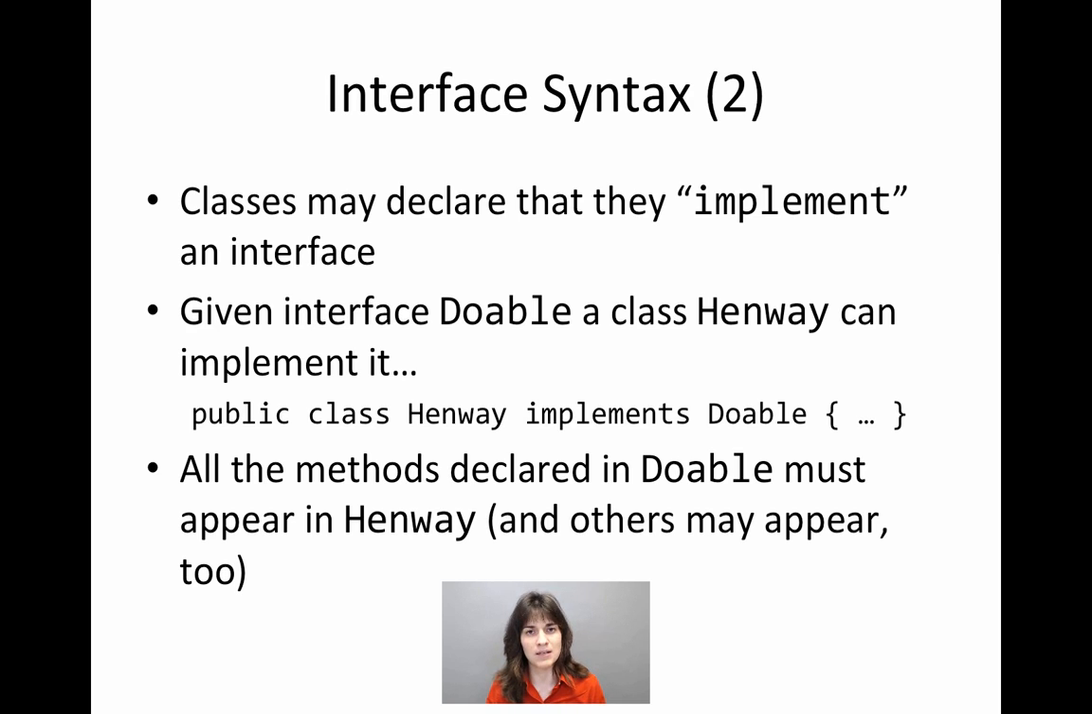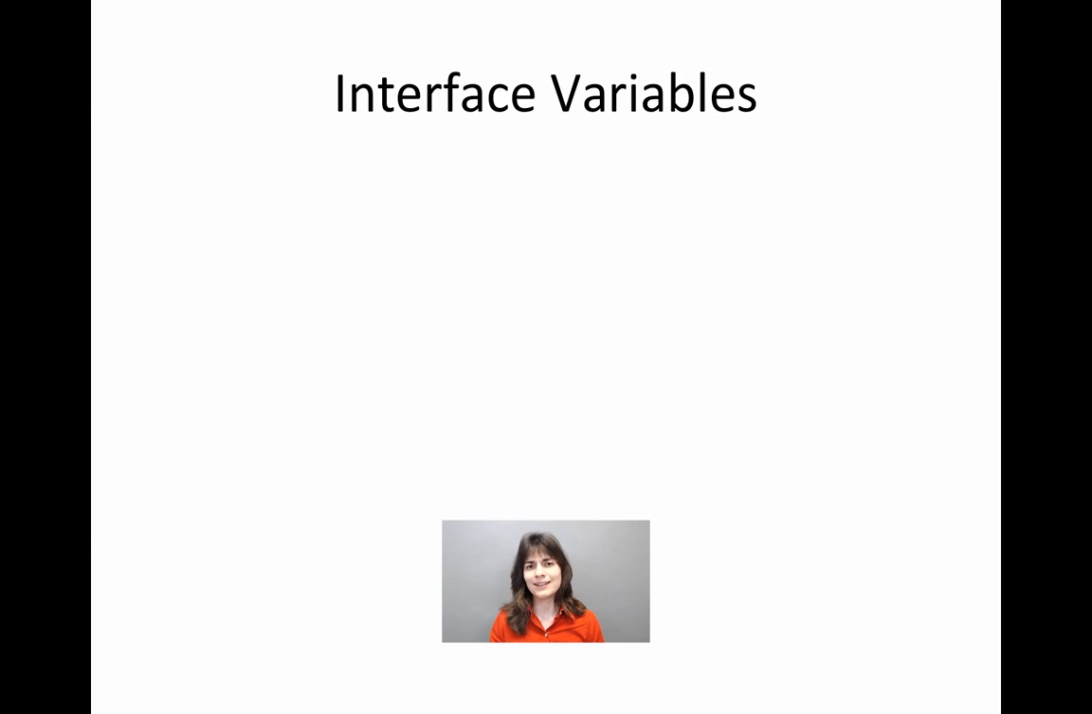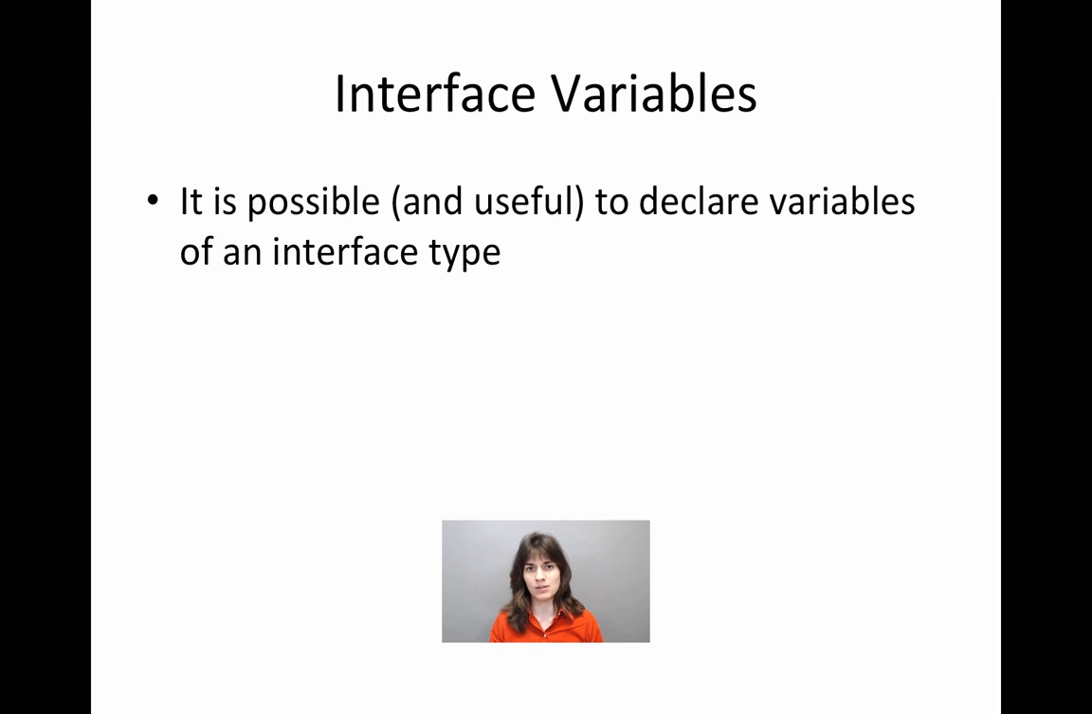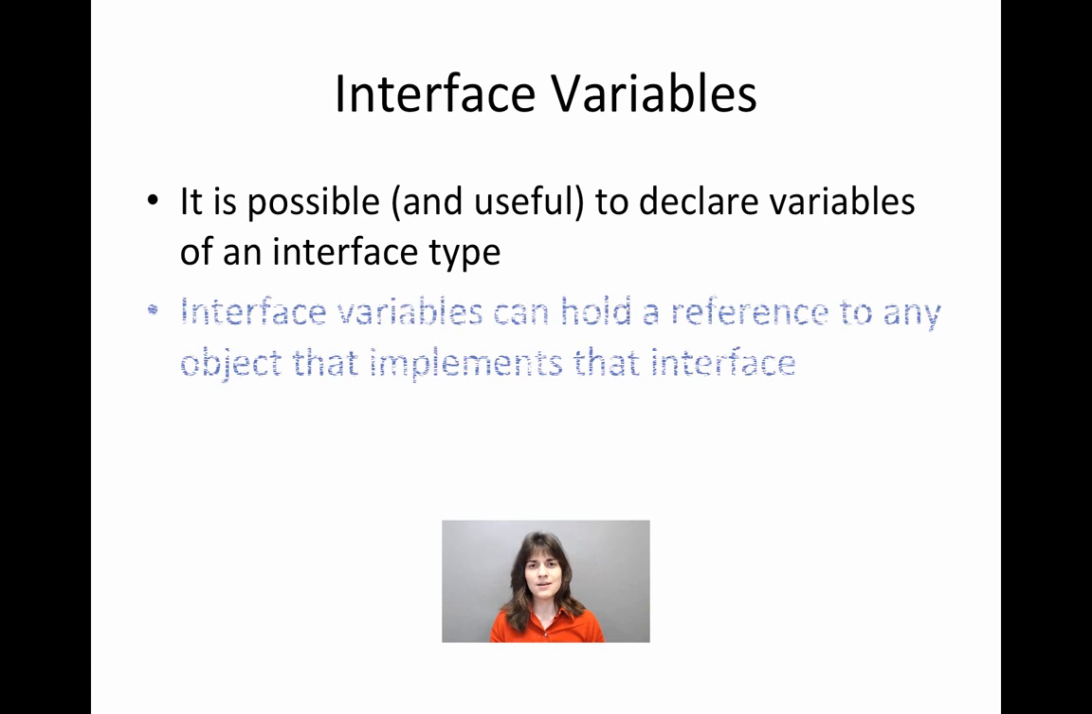that the interface specifies. We said that interfaces can be used as types. What does that mean? We can actually go ahead and declare variables that are of interface type. We can say Doable d. Why would that be useful? It is a very useful tool because that interface variable can now hold references to objects of any class that implements that interface. It is a very general variable, if you wish.